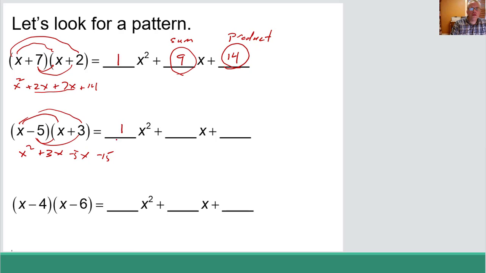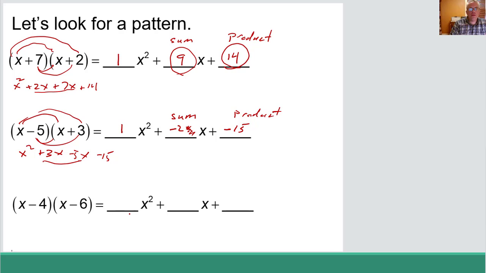We're going to get 1x squared. When we combine these two, we're going to get minus 2x. Sorry, we already have the x there. And the last term, the constant term, is negative 15. And we see this pattern still holds. Negative 5 plus 3, that's negative 2. This was the sum of those two numbers, and this was the product of those two.